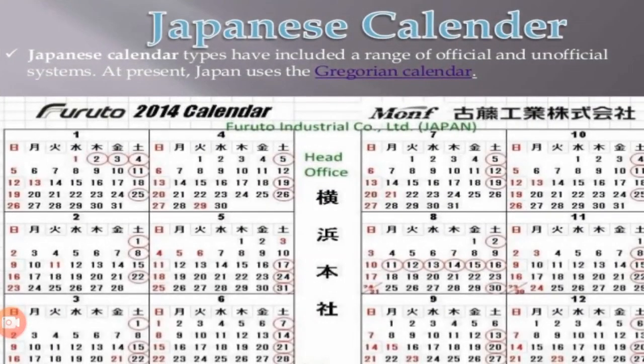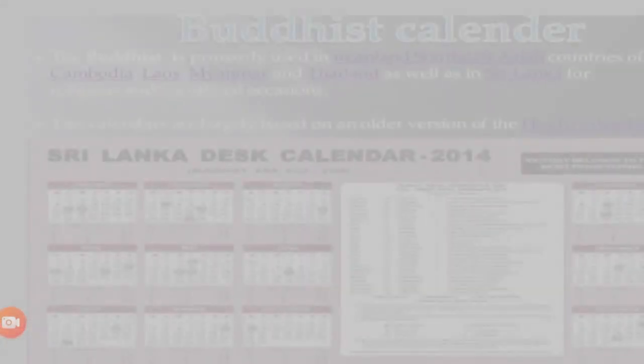That is the Japanese calendar. Well, guys, Japanese calendar types have included a range of official and unofficial systems. At present, the Japanese are using the Gregorian calendar, but they are using this calendar just to see their national important and, you can say, some religious events and days. Well, let's see what we have next.